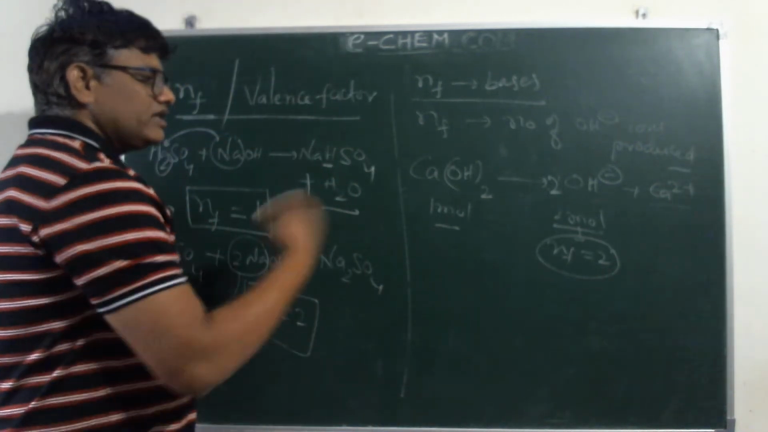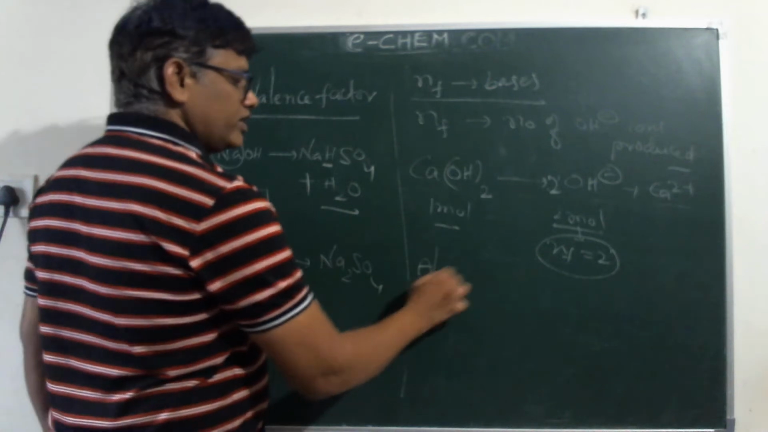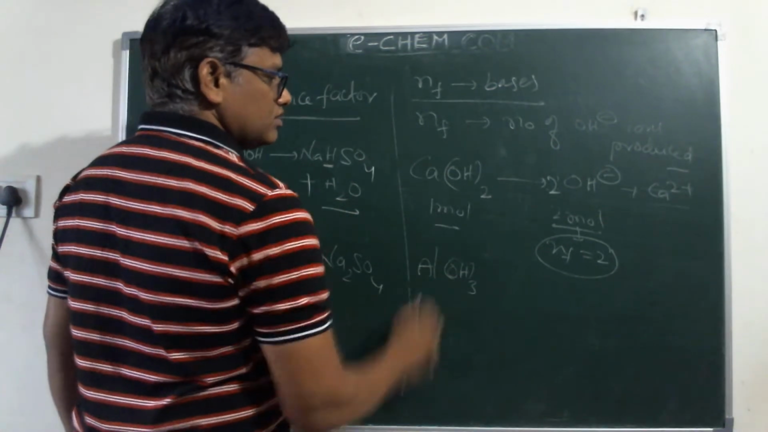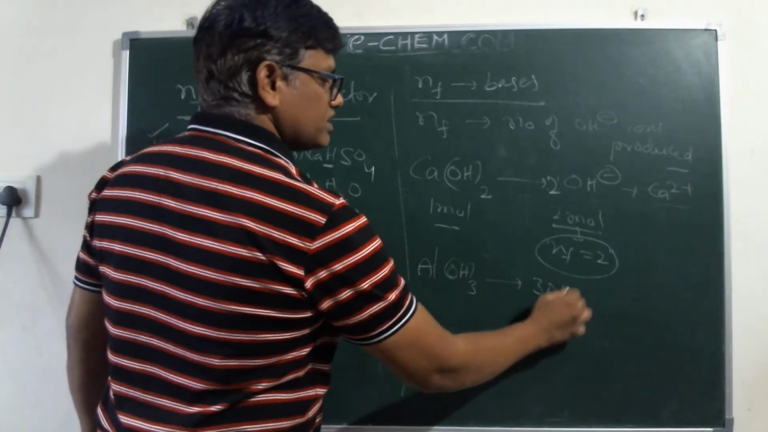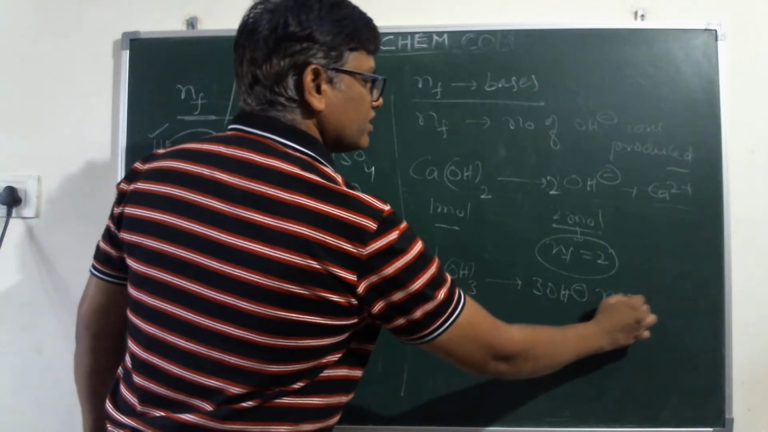So like that, you can take any compound. Aluminium hydroxide, how many? 3 OH minus ions can be produced. That's why the n factor is taken as 3.